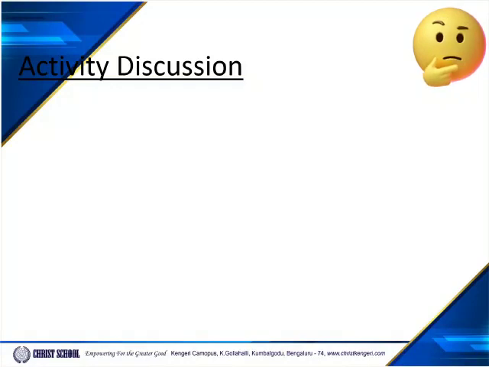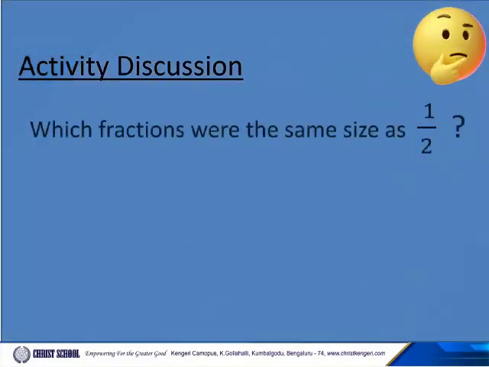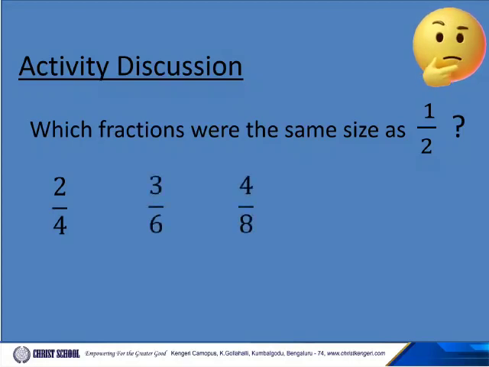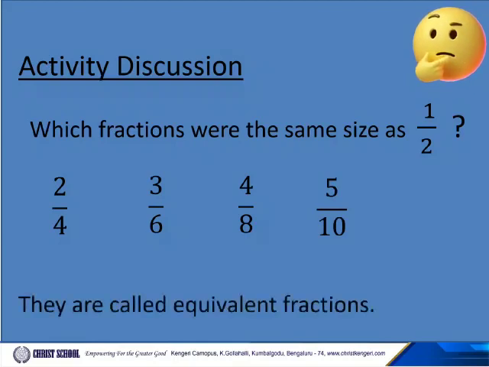Let's have an activity discussion. Which fractions were the same size as 1 by 2? 2 by 4? 3 by 6? 4 by 8? 5 by 10? These are all the same size as 1 by 2. Therefore, they are called equivalent fractions.